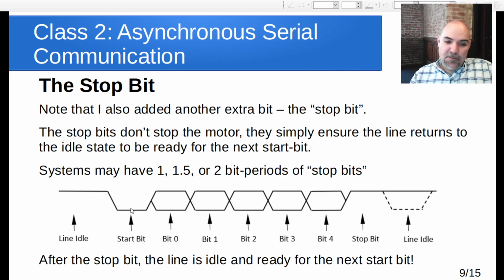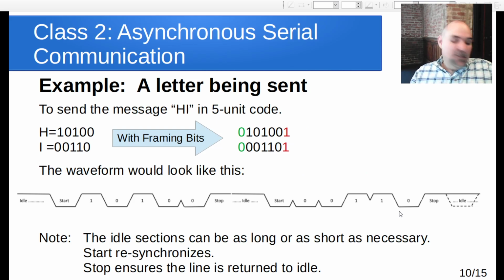So in other words, after the stop bit, the line's idle and immediately ready for the next start bit to come in. And again, you can see that dotted line there. Okay, so let's look at an example of some data being sent using this asynchronous communication method.